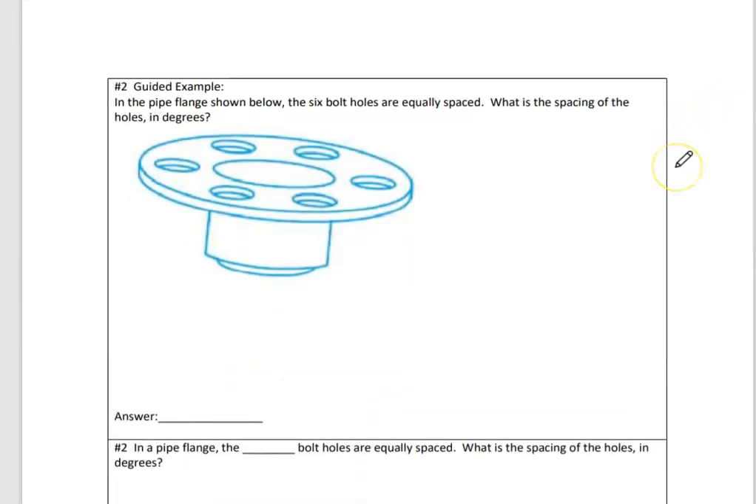In the pipe flange shown below, the 6 bolt holes are equally spaced. What is the spacing of the holes in degrees? Okay, here's what we know about this problem. We know that there are 360 degrees in a circle.